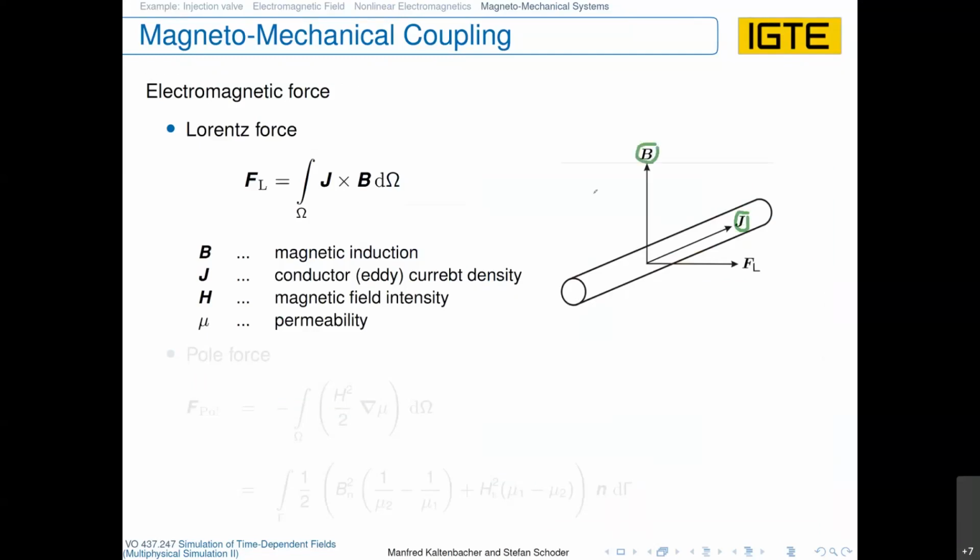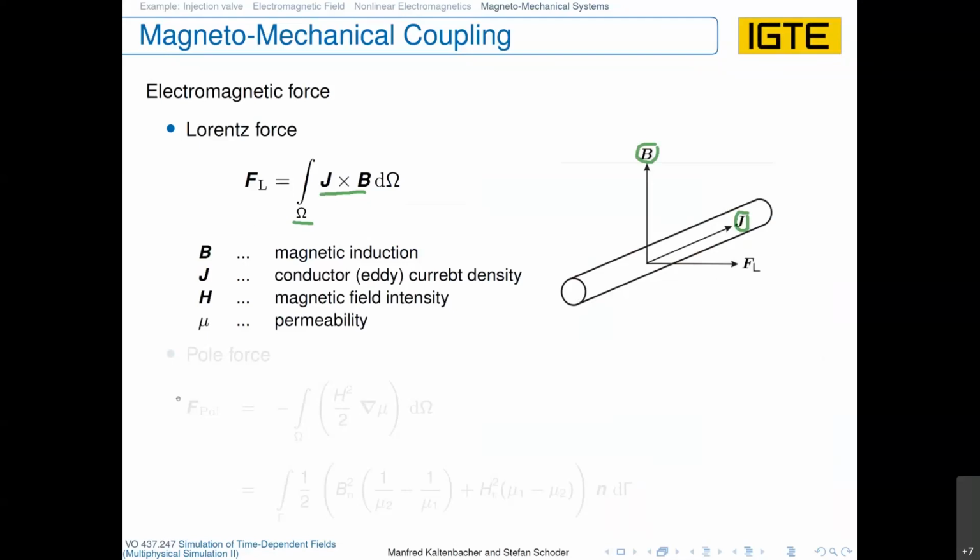Then according to the cross product, you come up here with the total force when you also compute over the volume, or you have the force per cubic meter, so force density, which is the cross product between J and B. Okay, so this is when you have any conductive bodies, and these bodies have more or less the same permeability as the ambient air, which is, for example, the case for copper or aluminium.